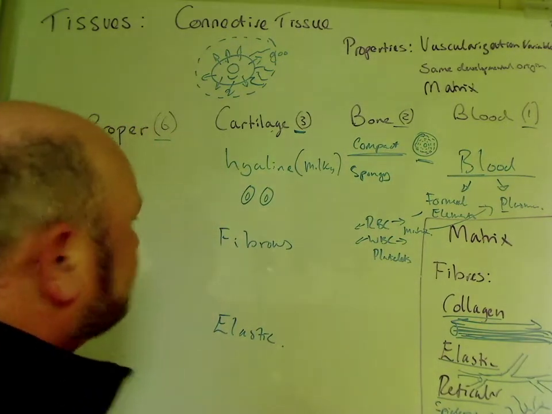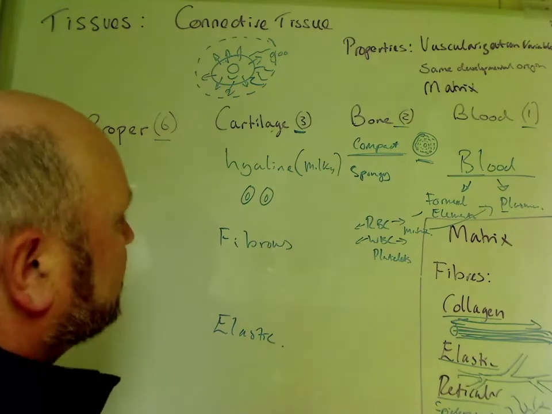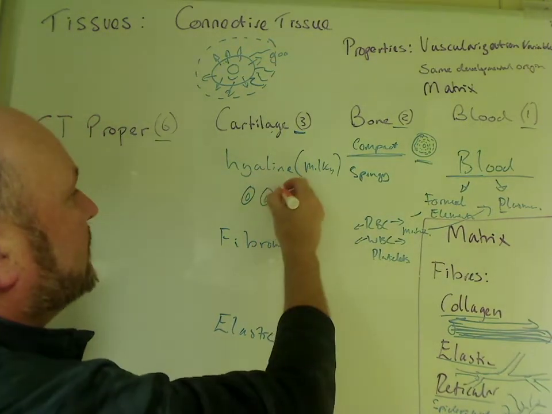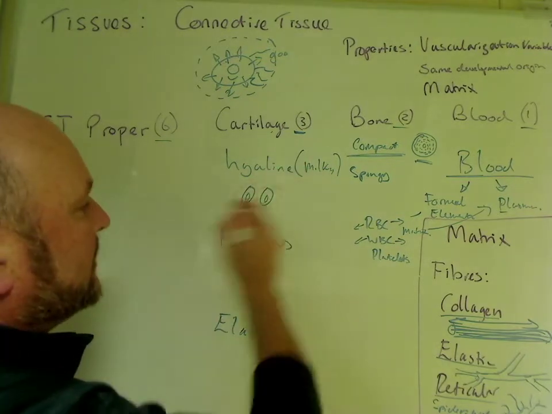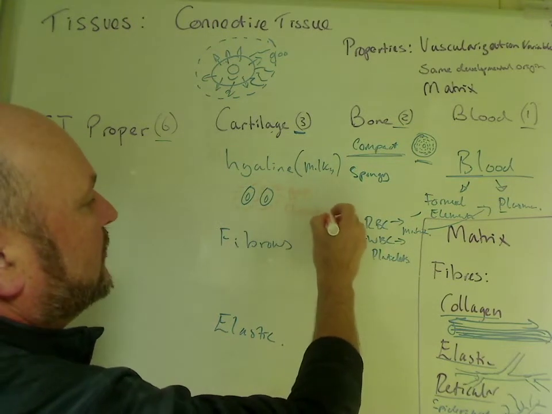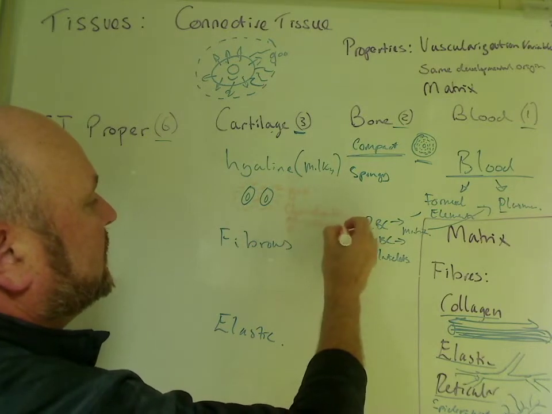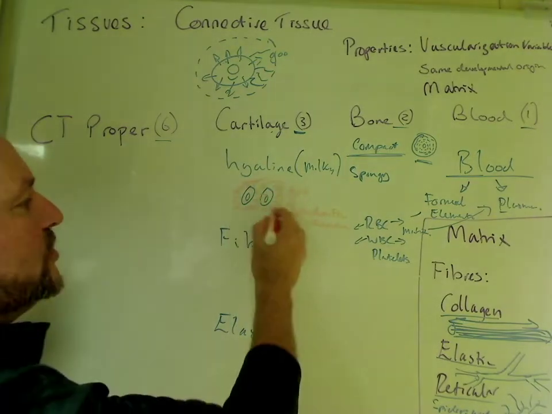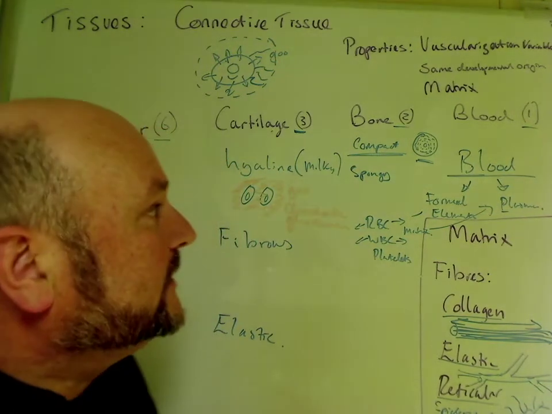Now, these cells, like all the other cells we've talked about, produce a matrix. And this matrix is really just goo, and it happens to be chondroitin and glucosamine are the main components of it, but it makes this shiny, clear material around the cells, and that's essentially what the cartilage is.